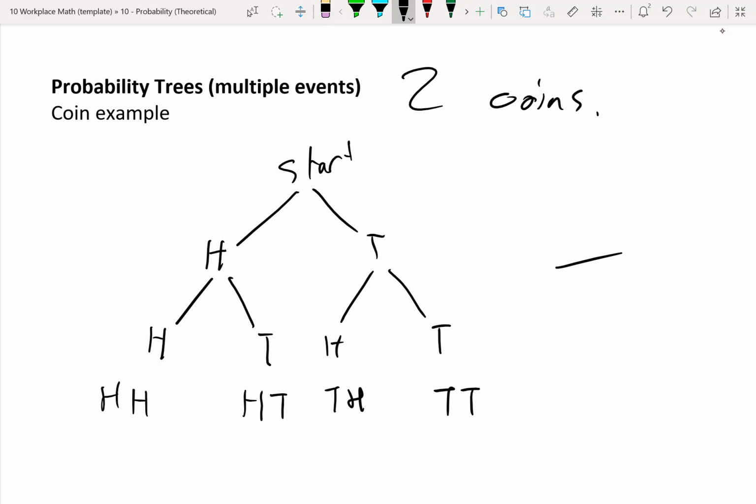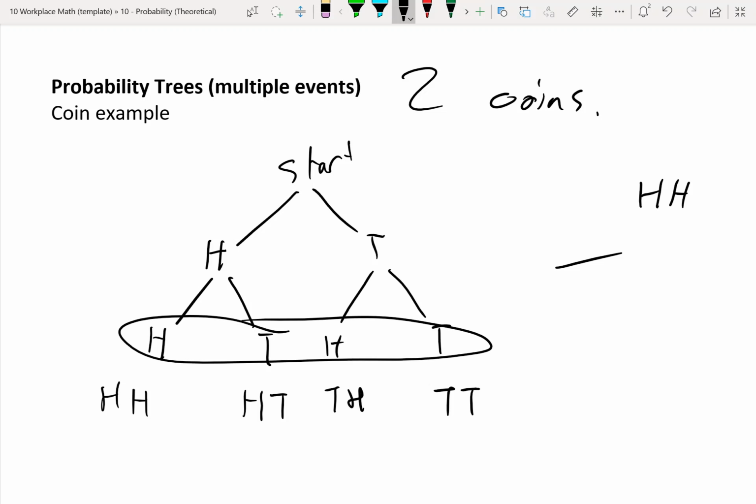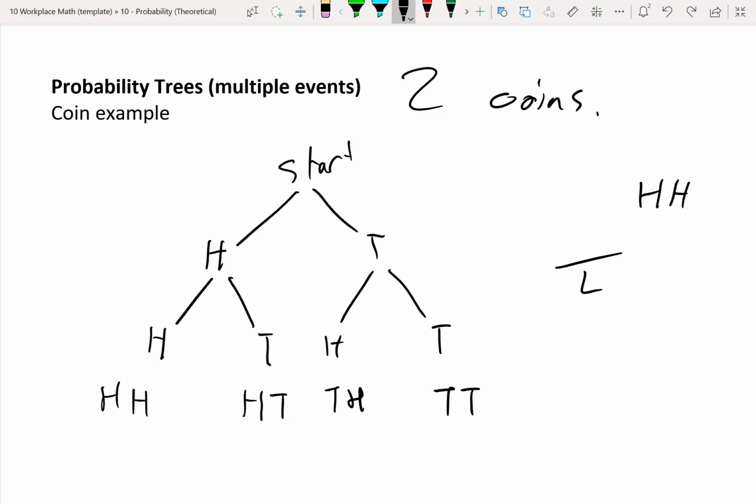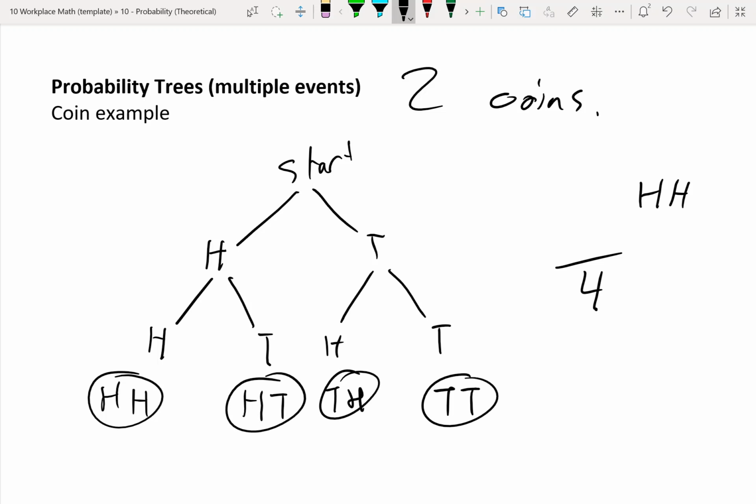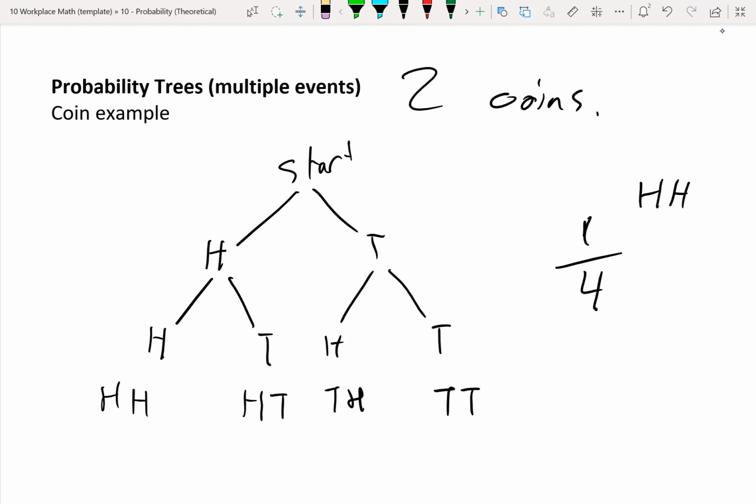So for example, if I flip 2 coins, what's the probability that I'll get 2 heads? So first of all, I need to know the bottom number. So when I look, well, there's 4 outcomes here, so that's the bottom number. And then I look at all the different outcomes. How many of them are heads? Only 1. So the probability of 2 heads is 1 out of 4, which is 25%.